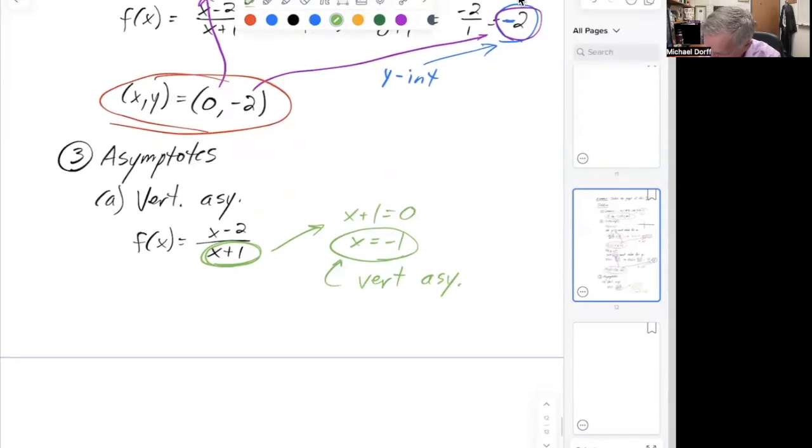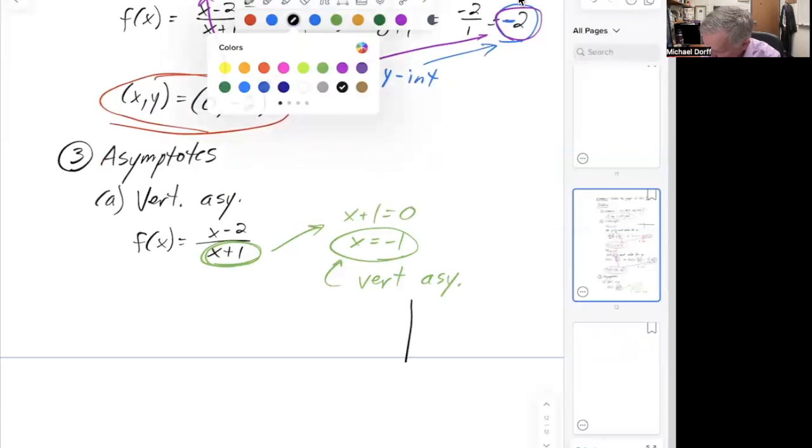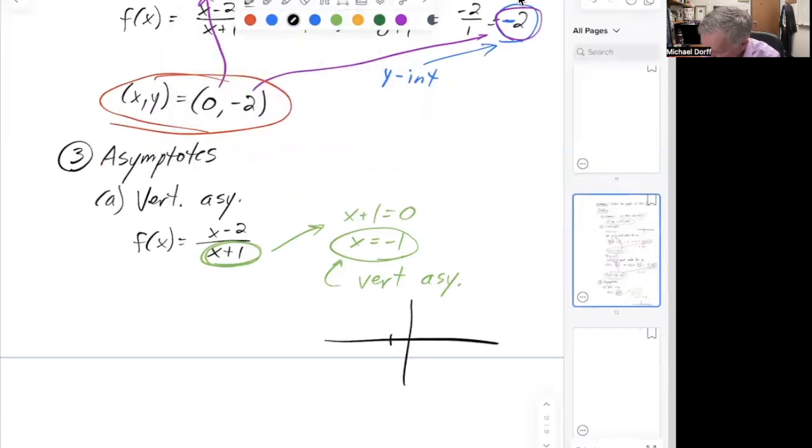And if I were to draw a graph of my function, remember what that means is that at the point -1, I'm going to have a set of dotted lines here that the graph doesn't cross. That's a vertical asymptote.